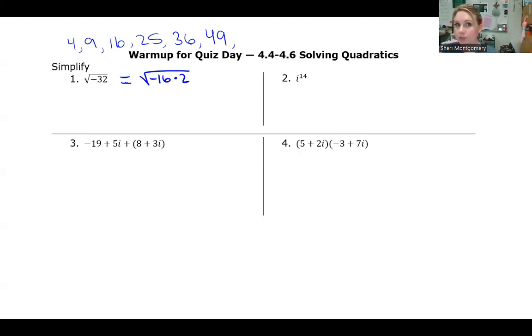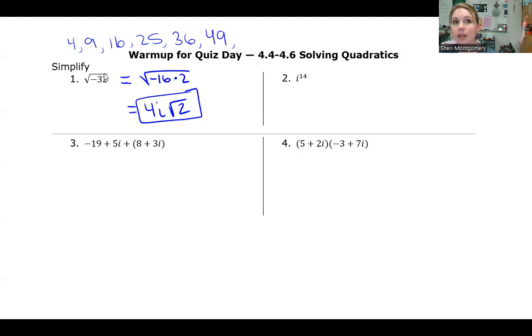I can't really evaluate the square root of 2 without getting a decimal, and I don't want decimals, but I can evaluate the square root of negative 16. First, what is the square root of just 16? 4. But because it's negative, what is it? 4i. So I get 4i square root 2. The i never goes in the square root. So if you're doing a multiple choice question, don't pick the answer that has i in the square root. It never goes there. It goes with whatever negative number comes out.